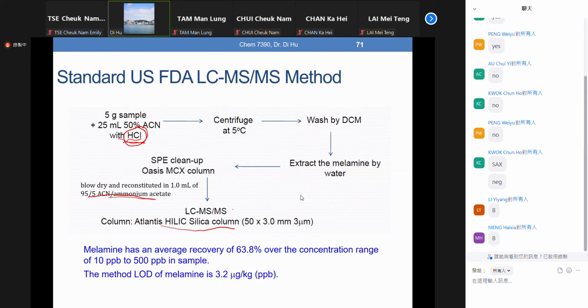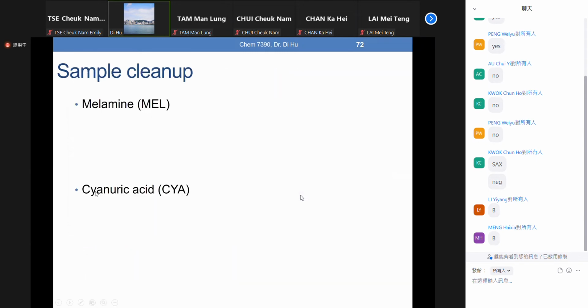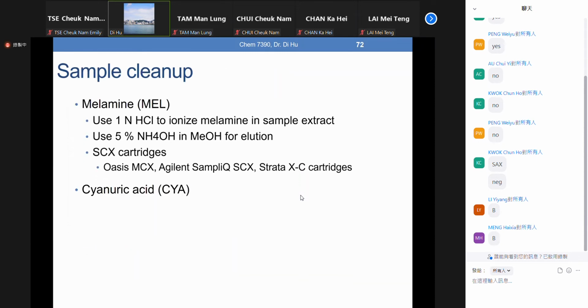For this method, melamine has an average recovery of about 64%, over a concentration range of 10 ppb to 500 ppb, which is already pretty good. So for sample cleanup, let's see. For melamine, use one molar hydrogen chloride acid to ionize melamine in the sample extract, then load the sample onto a strong cation exchange cartridge, and use basic methanol for elution.